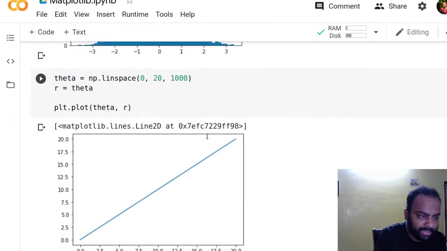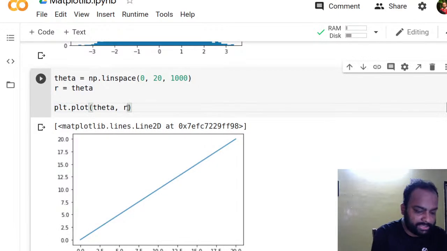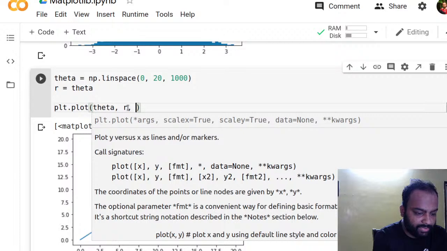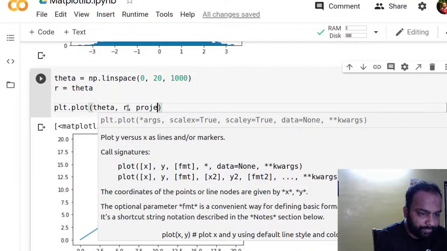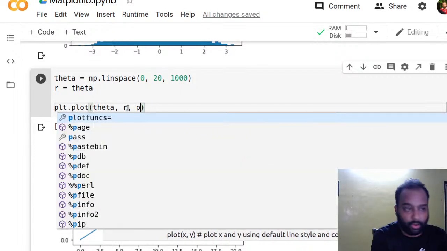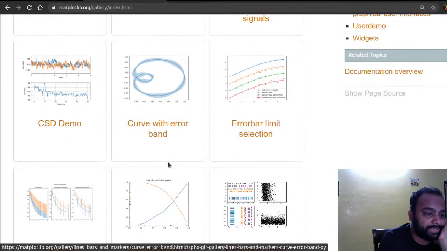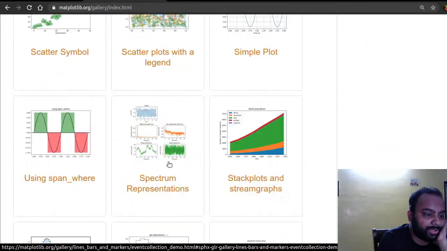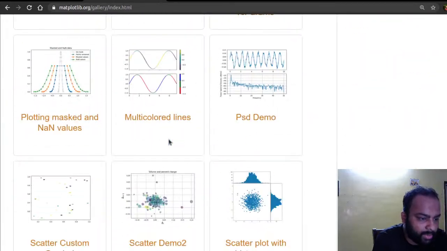Not very interesting, right? What if I want to make the plot in polar coordinates instead of Cartesian coordinates? I say, okay, projection. Maybe I have forgotten how to create polar plots. If I forget that, what I can do is easily go to the documentation and look for polar plots. Let's go back here. Just a moment.